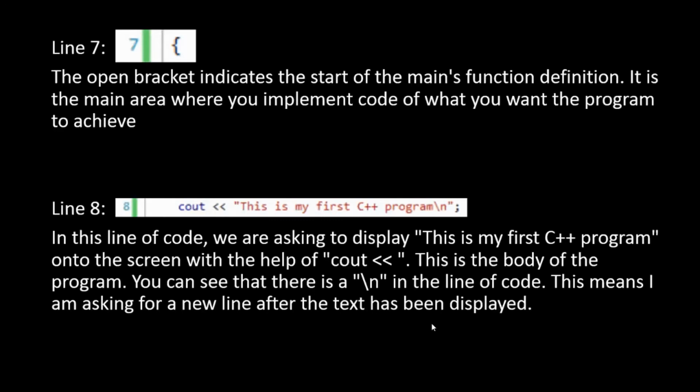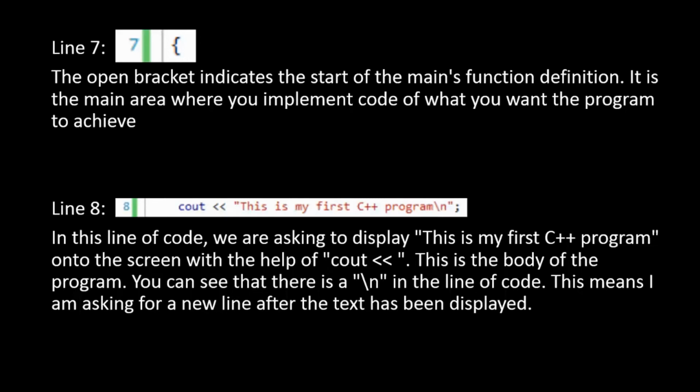Okay, and then we have line 7, which is an open bracket. So this open bracket indicates the start of the main function of a program. After this line, this is where you implement your code of what you want the program to do, or what you want the program to achieve.